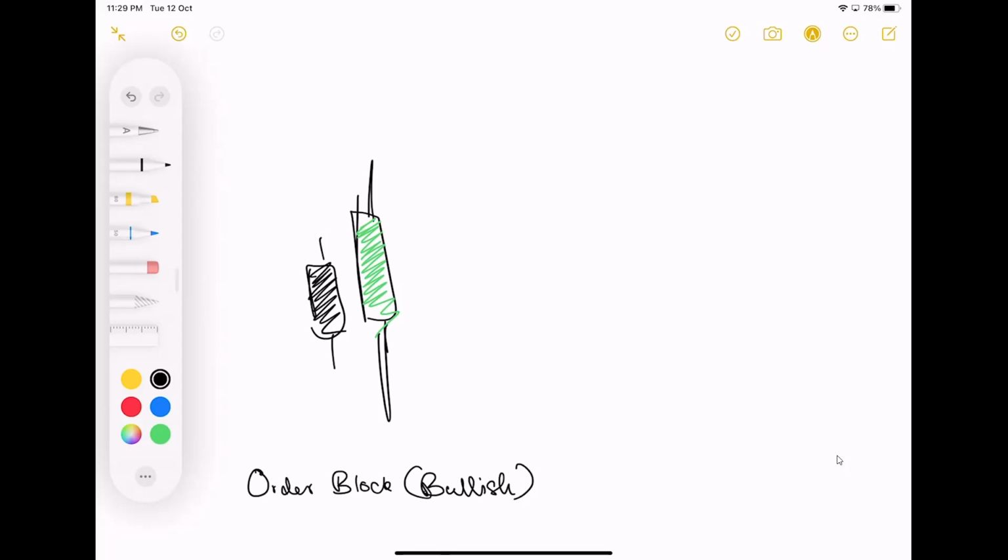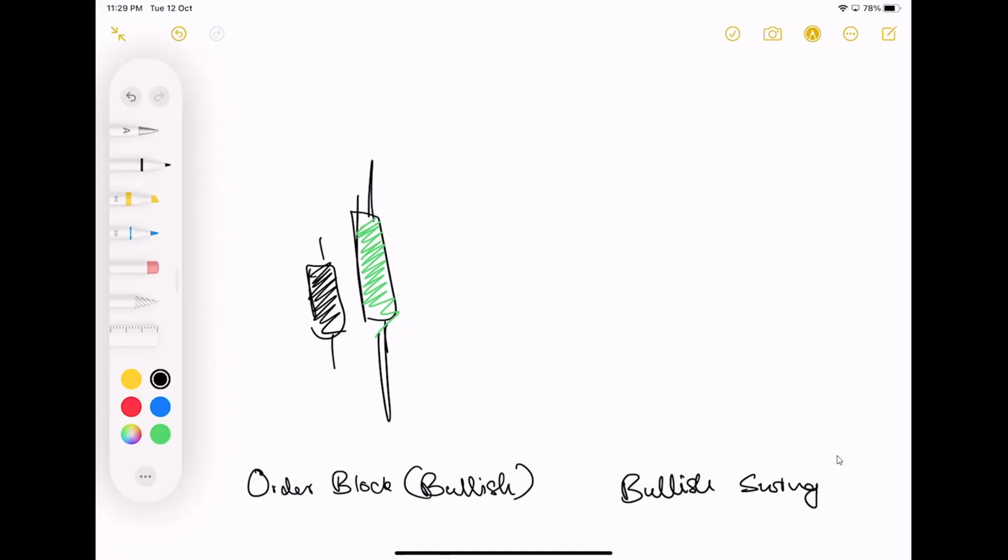So a bullish swing is given by what? A bullish swing is: low, lower low, higher low. Okay, this is your bullish swing. Boom, boom, boom. All right. So with this being your bullish swing, here's how it's going to be.